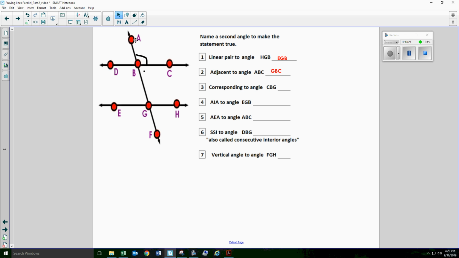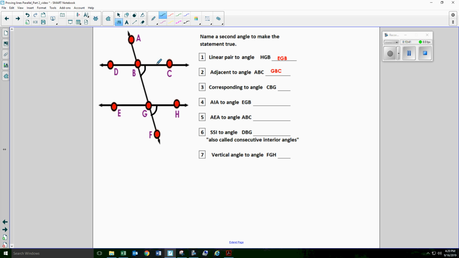Corresponding to angle CBG. I gotta be able to name that angle correctly. CBG. Where's the corresponding angle? There's only one right down here. That's the interior angle, so we need the exterior angle. It's on the same side of the transversal. So how do we name this?